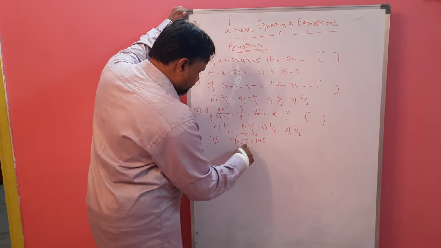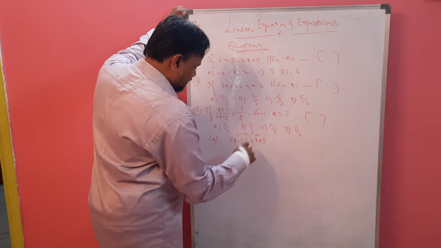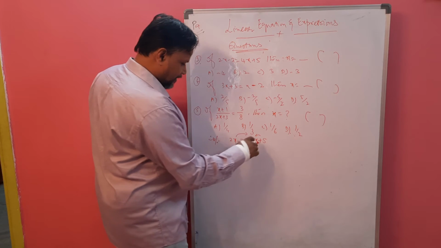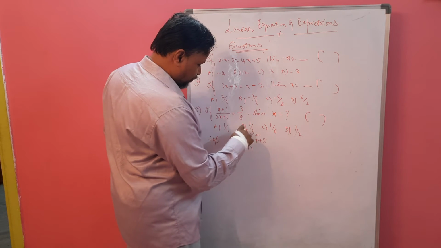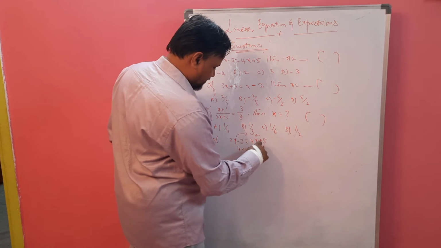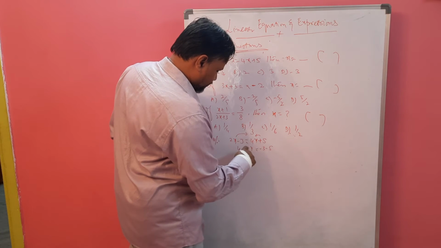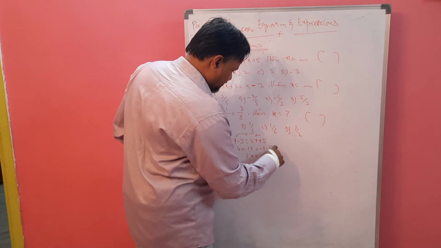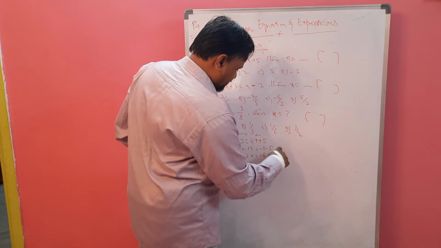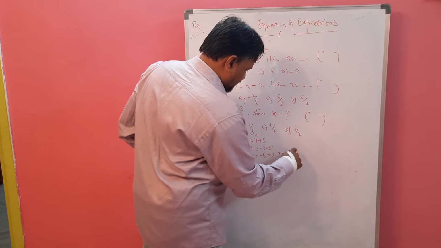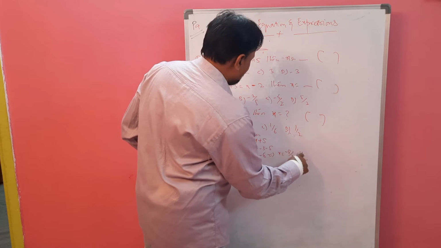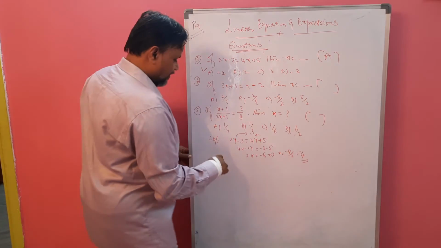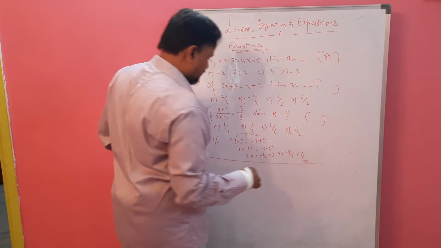So 4x minus 2x. This plus becomes minus when moved to the other side, the negative of this one. Again this number moves from the 4x side, so it is minus 3 as it is, minus 5. So this is 2x equal to minus 8. That implies, 2 in the denominator, x equal to minus 8 by 2, that is minus 4. Where is that? Option A. So A is your answer. So this is the solution for the third question.